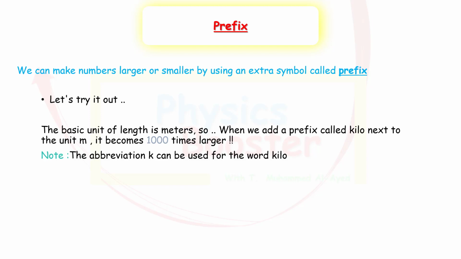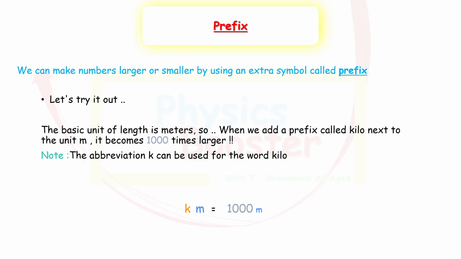Now, the abbreviation k can be used for the word kilo. So instead of writing the word kilo, I can just use the letter k. Now, how does this work? This is our basic unit. We learned this before, that we have something called the basic units, and meter is the unit of length. Now, I can add a k just next to this meter, and this will change the whole meaning. If I say that I have 1 kilometer, this means that it's equal to 1,000 meters.